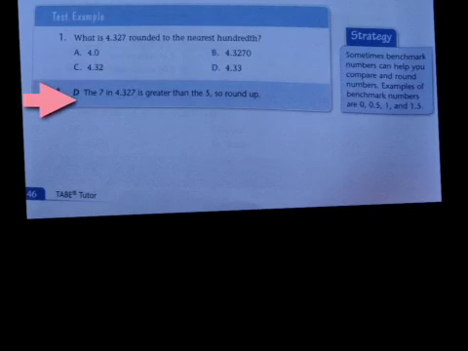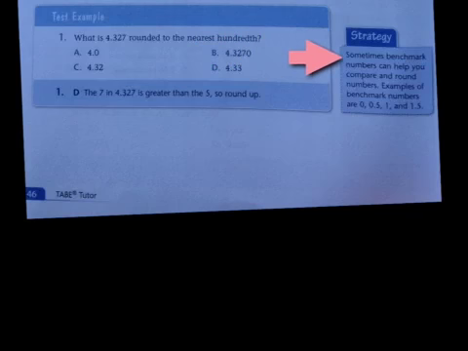So it says D is 4.33. So 7 is greater than the 5, and so it rounds up. And so it's going to round up to D, 4.33. So we go from a 2 to a 3, and we drop off the rest. Normally when you're just doing regular numbers, you'll just add a 0. But when you're rounding with decimals, you just drop it off.